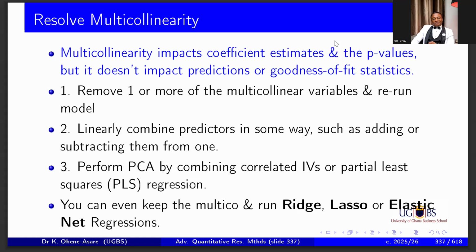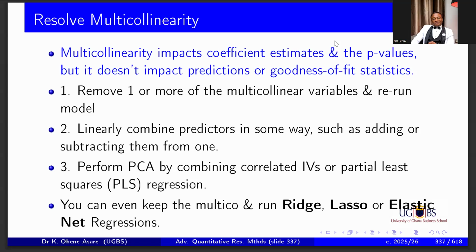Then sometimes this combination is known as principal component analysis. Principal component analysis is where some variables are too many, and so you try to combine some of them together. That's PCA. Sometimes by combining, the PCA will have loadings, and you will use the loadings to combine them. And that means you are creating a new variable from the existing variables.